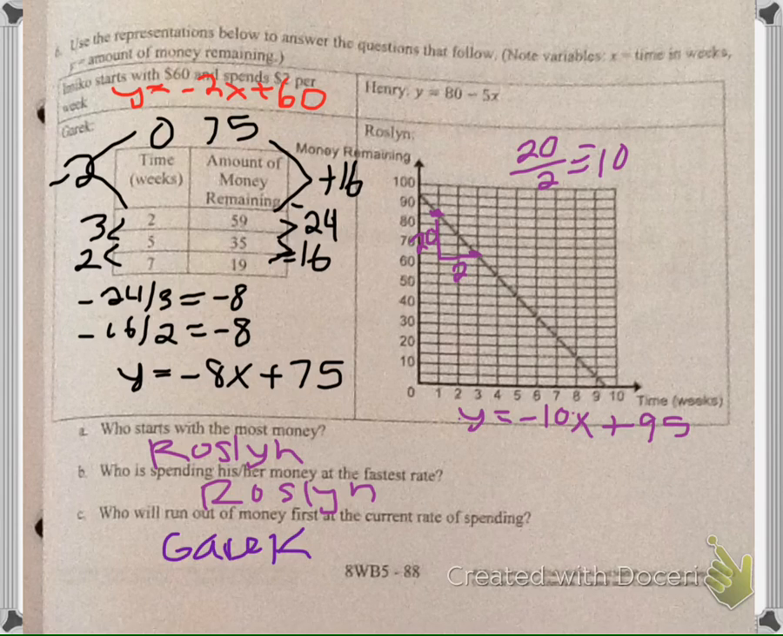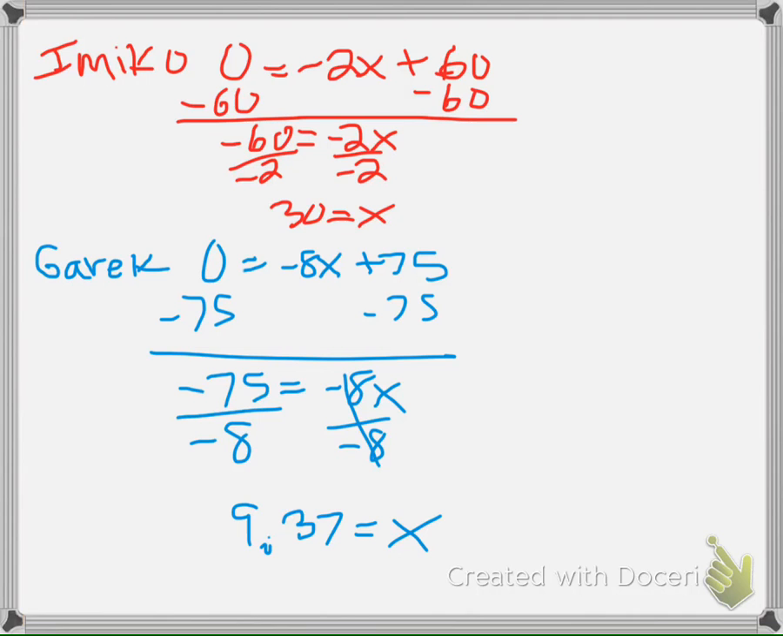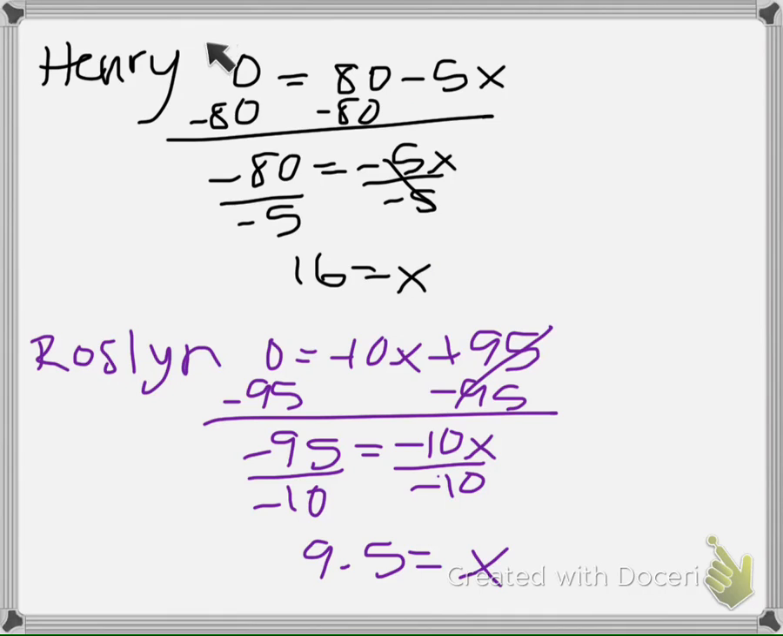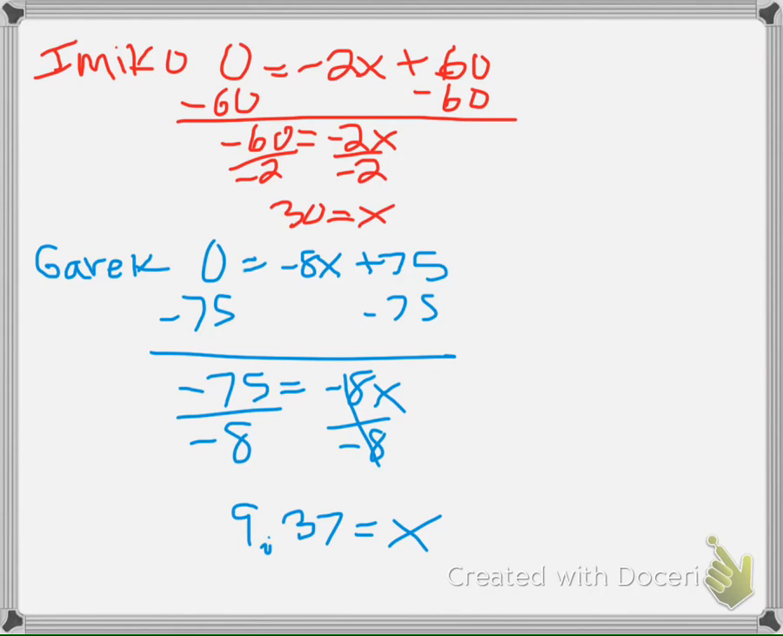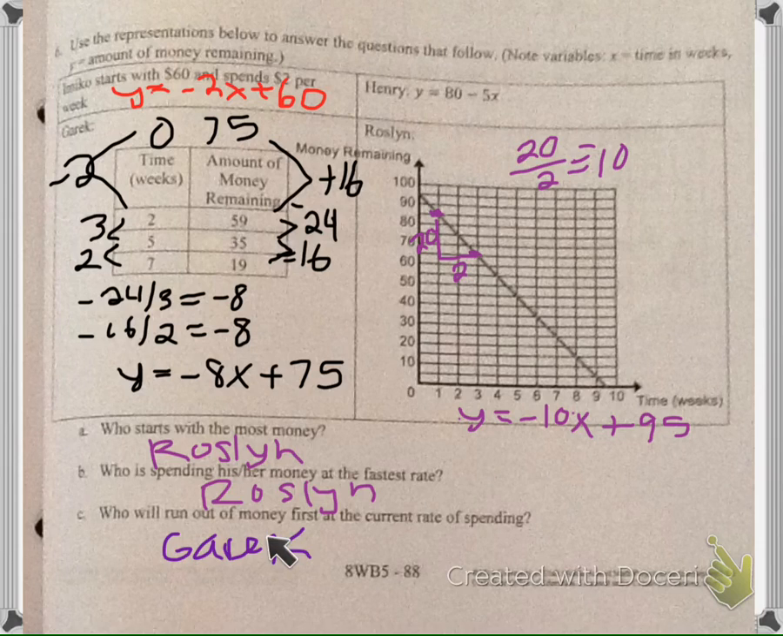Okay, so in order to get full credit, and a lot of you guys are kind of skimping out on watching the video, I want to see all the work for each person, substituting 0 in for y and solving for x for all 4 of them, to prove to me that Garrick will spend his money first. And you should have all these answers, and all the work I have up here should be correct.